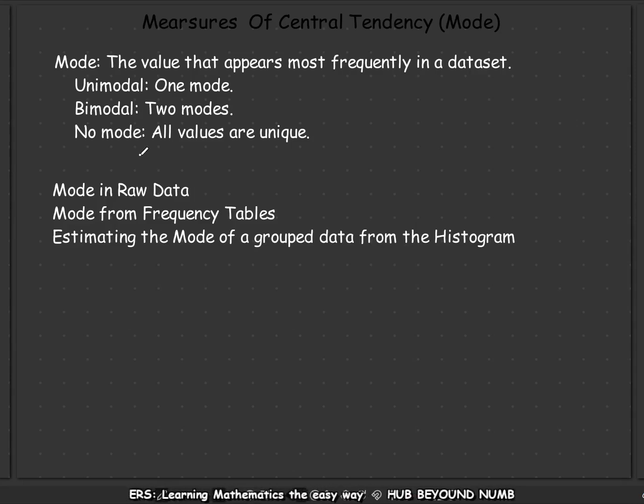unique. In this video, I'll be taking you through how to get the mode when you have a raw set of data. Secondly, how to get the mode when you have a frequency table. Then the most important thing here is how to estimate the mode of grouped data from a histogram. Because from a histogram, you can get the modal class, then you can be asked to look for the mode as well. That is for grouped data. So let's quickly look into that.